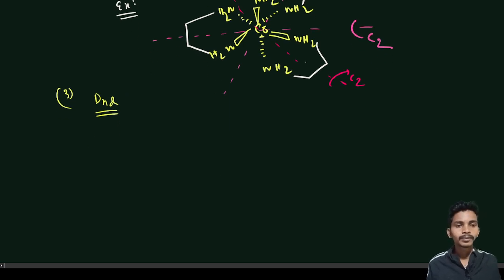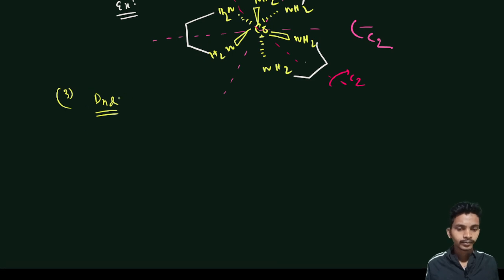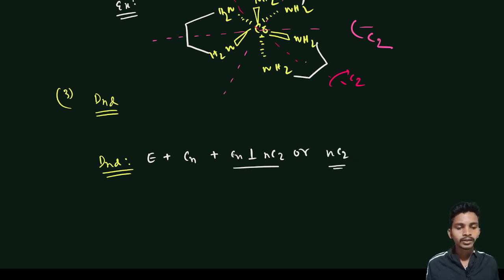So if I talk about Dnd point groups, then what are they? What are the symmetry elements it presents? That should be, one is E, and another is Cn, another is Cn perpendicular to nC2. Note that this means only nC2 is present. Okay, this or this, anyone I can represent.